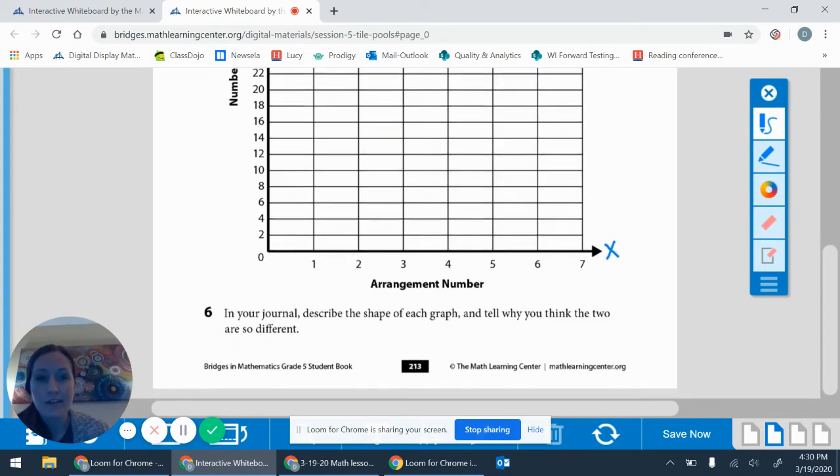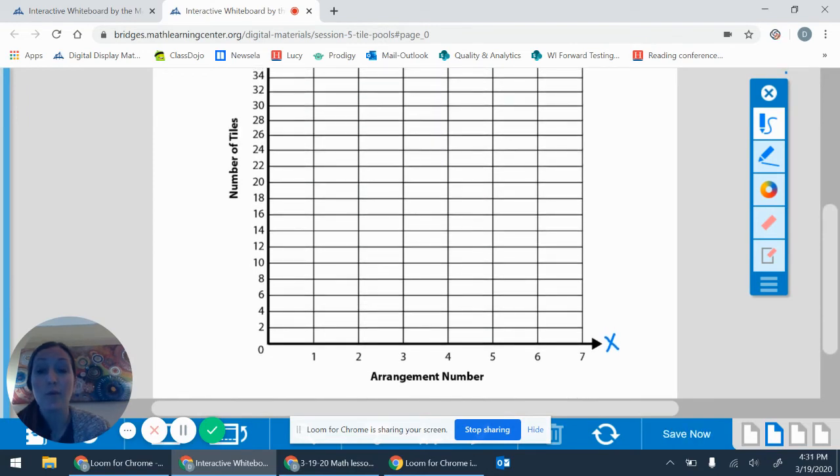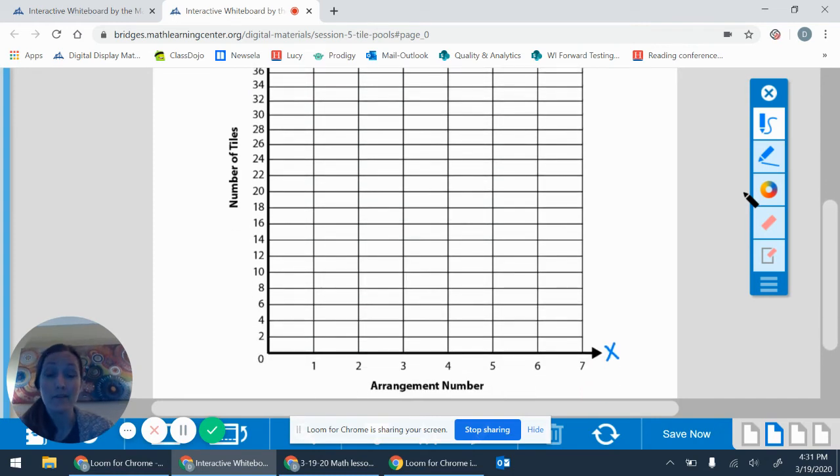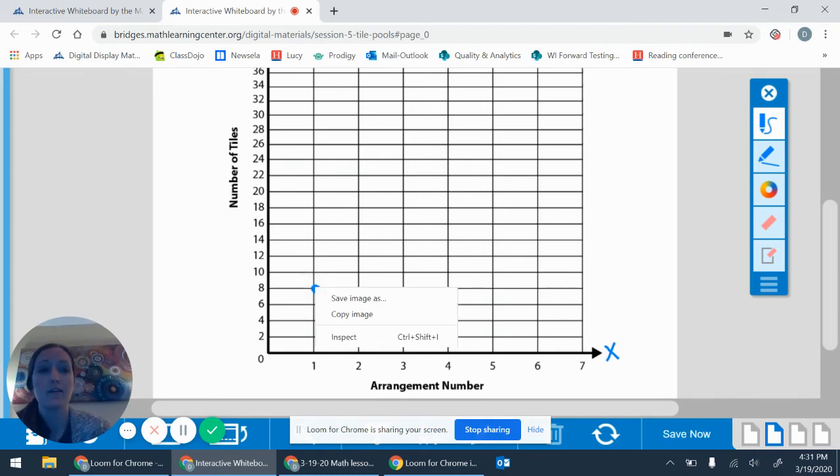All right, time to graph, friends. In our pool border, the first ordered pair was 1, 8. Whenever we're graphing those ordered pairs, what helps me is to always start at the 0. If we start at that 0, then we know we're moving over first with our X and then up to make our point. So I'm going to start at my 0, and then my ordered pair is 1, 8. So that means I'm going to move over 1, and then I'm going to go up 8. That's where I'm going to mark my first point for the pool border.